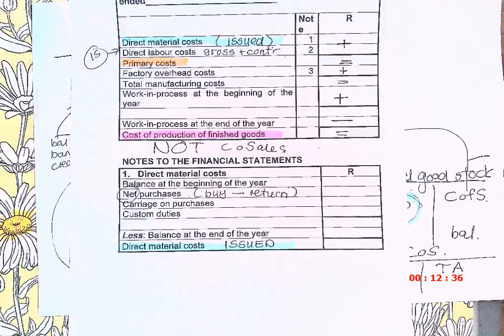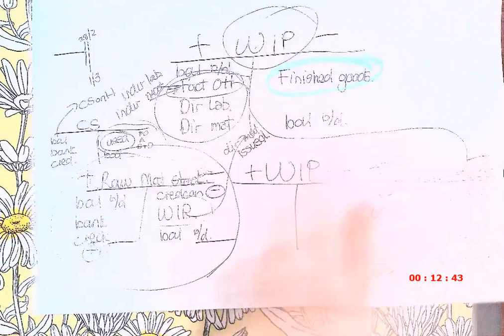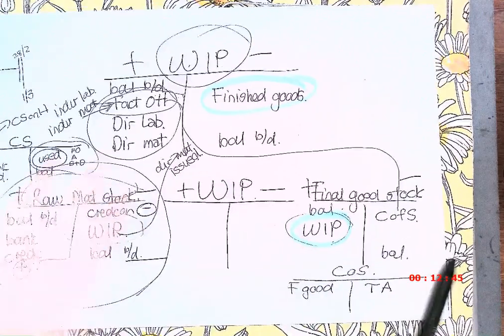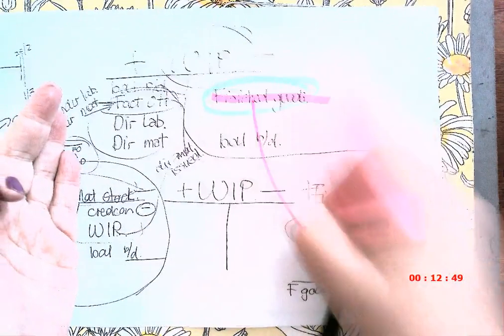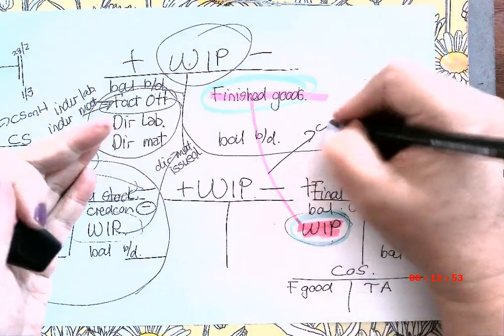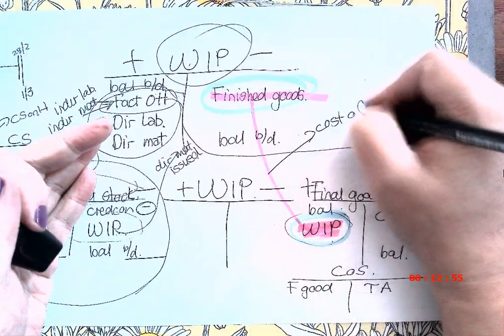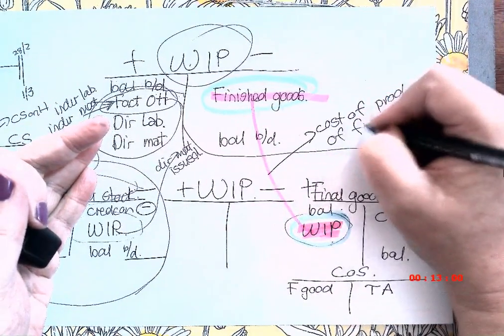Meaning, if I go look at my T account, it's this one here. This one. That one. Write the words for yourself. It's the cost of production of finished goods.